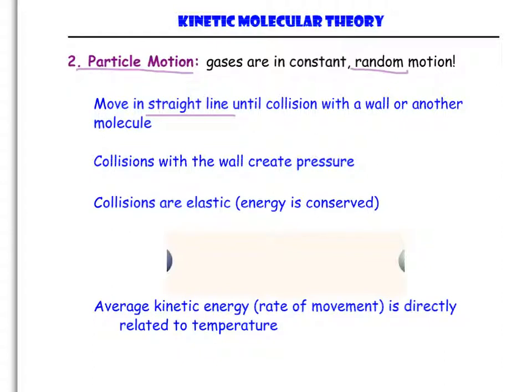else. For example, if here I have a wall, and then I have this particle, well, if that particle is moving, what's going to happen is it's always moving in a straight line until it hits something else. So here it hits, and is going to bounce off at a 90-degree angle.